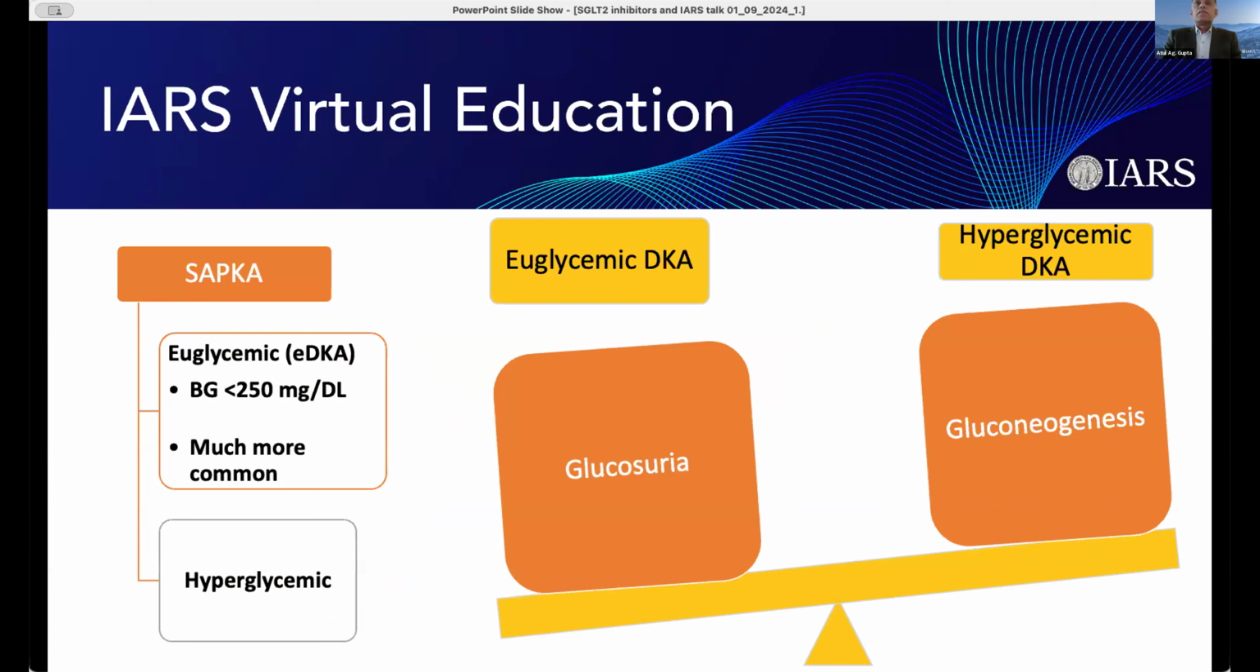So the SAPCA can be euglycemic or hyperglycemic. Euglycemic DKA is defined as blood glucose level less than 250 milligrams per deciliter. It used to be an uncommon diagnosis, but studies have shown that of the type of ketoacidosis that occurs in SAPCA, euglycemic ketoacidosis is far more common. And whether the acidosis is euglycemic or hyperglycemic depends upon the balance between glucosuria and gluconeogenesis. Next slide, please.